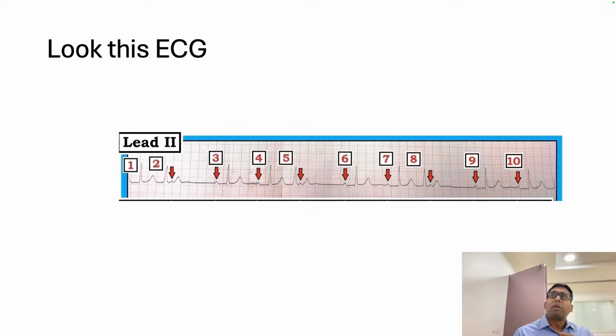Okay, what are you getting here? Leads 1, 2, 3, 4. So these are the P waves. When the P complexes are more than the QRS, what does it mean? Some block is going on. Is it clear or not?